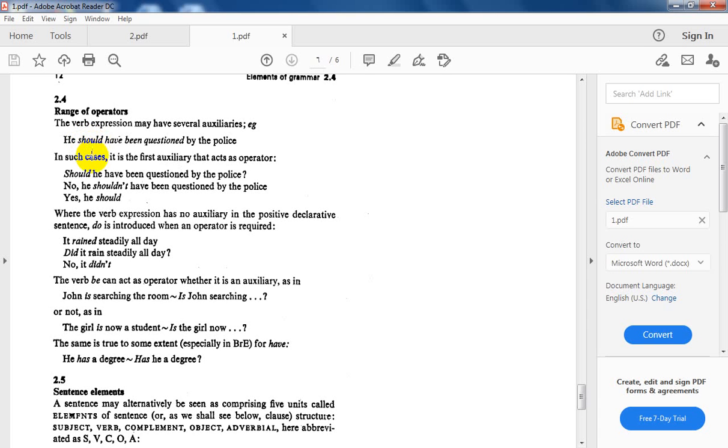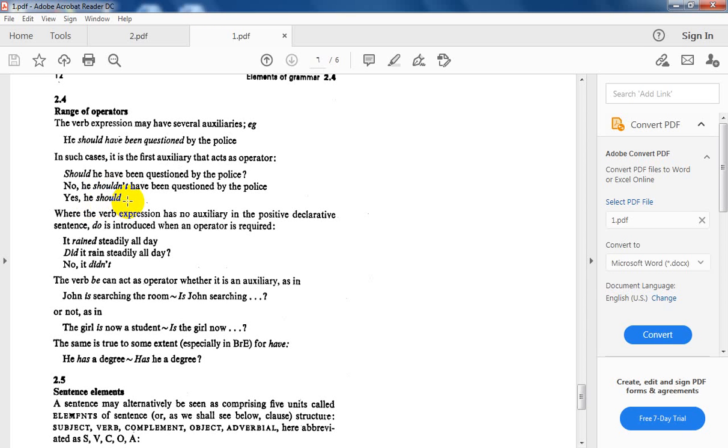You see, by should I can change the sentence to what? Should he have been questioned by the police? Here this is interrogative, question. No, he shouldn't have been questioned by the police. It will be what? As negative. Then the short answer: he should.